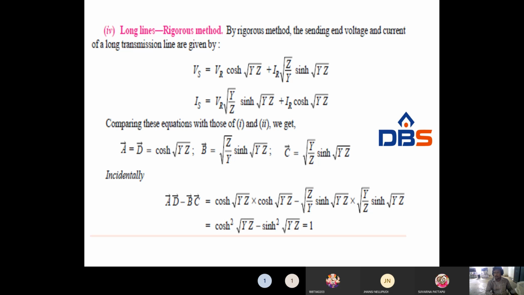VS is equal to VR cos H root YZ plus IR sin H root YZ into root Z by Y. Similarly, the sending end current IS is equal to VR into root Y by Z sin H root YZ plus IR cos H root YZ, right?